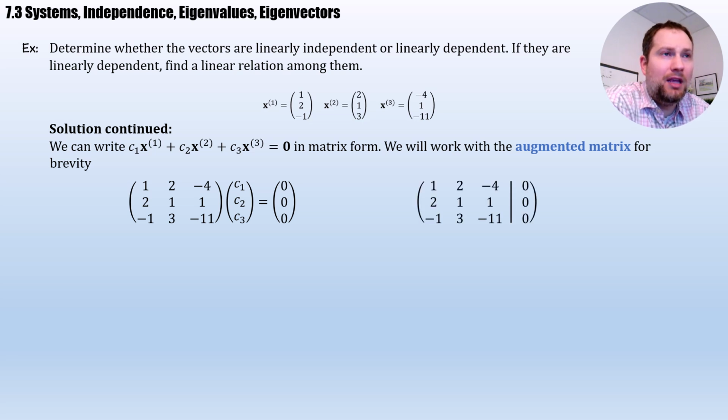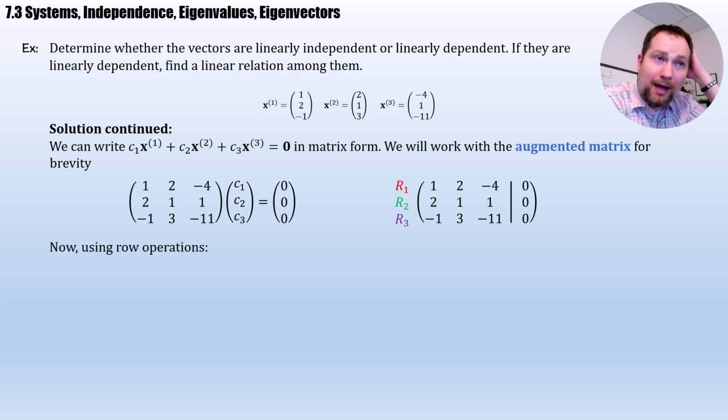We can rewrite this in this augmented form instead. And now we'll use row operations to reduce this matrix. This is something we did at the beginning of the year, but we'll do it again right now. So here we go.